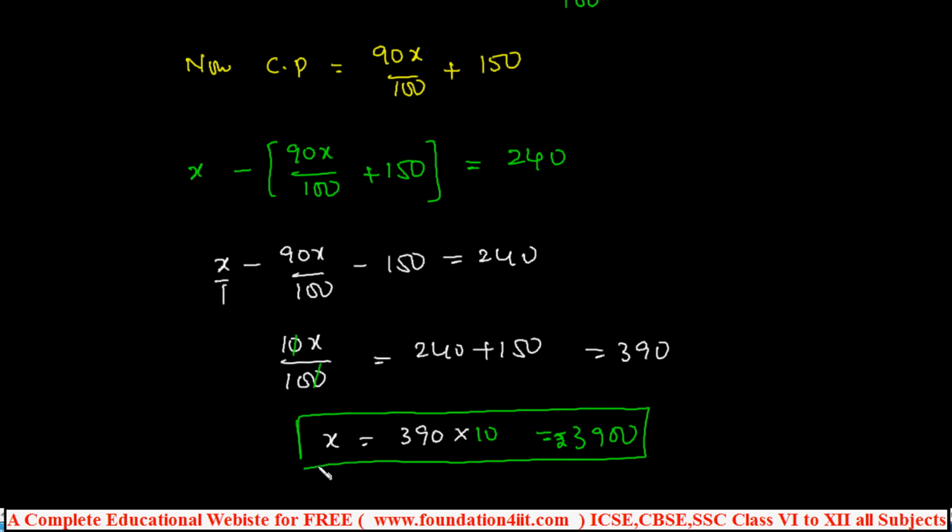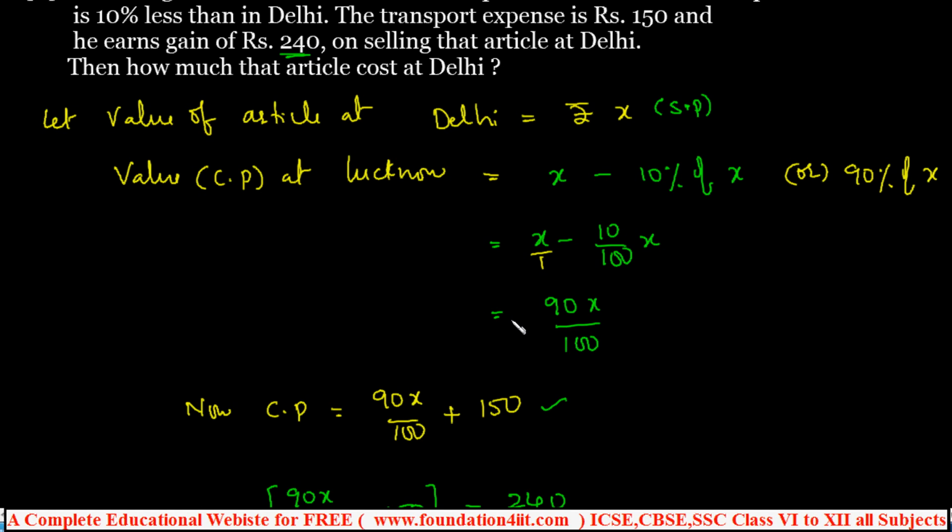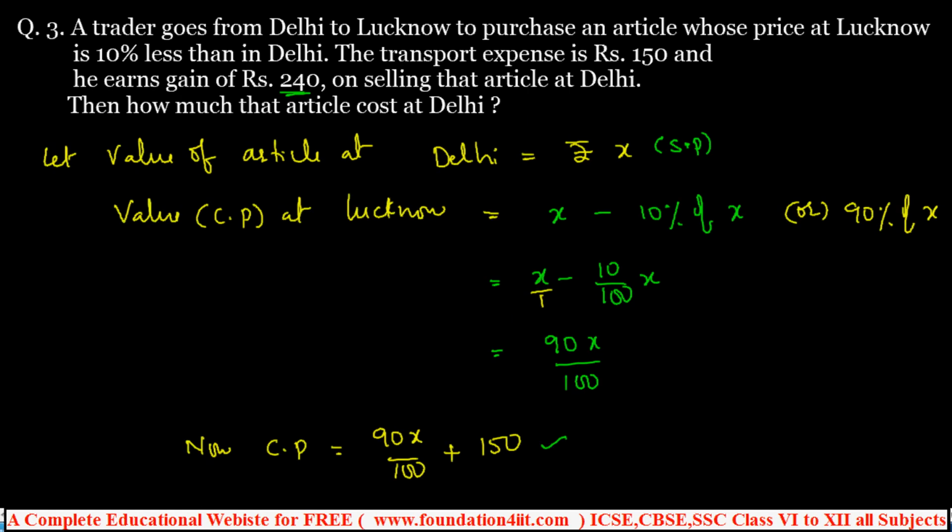So this is the selling price, or rather the original cost at Delhi, 3900, right? And this is the process. The main thing is that any extra expenses will also come under cost price, so we have to count them in this type of problem, right?